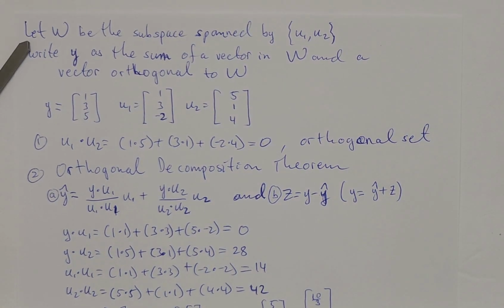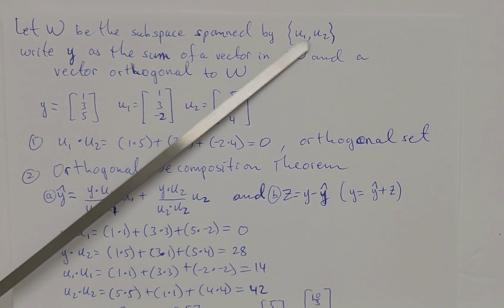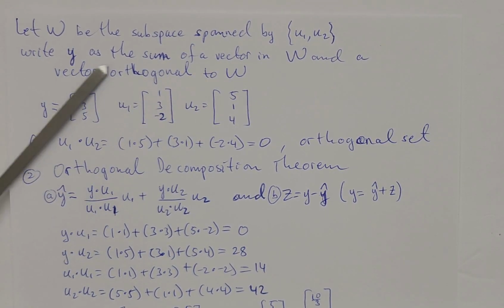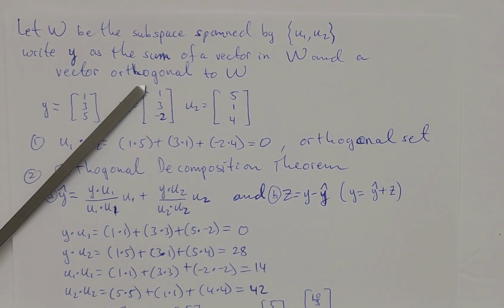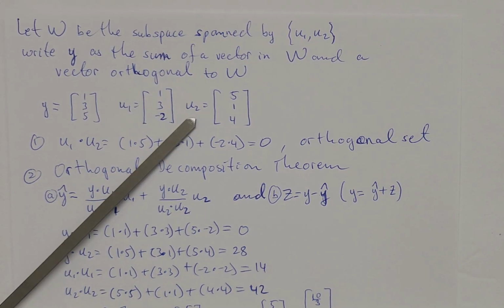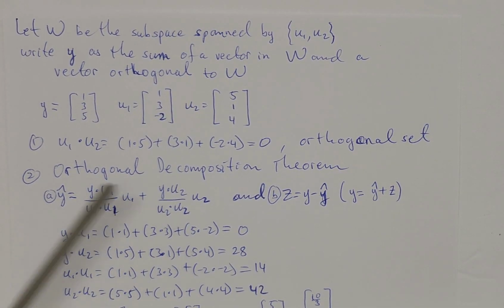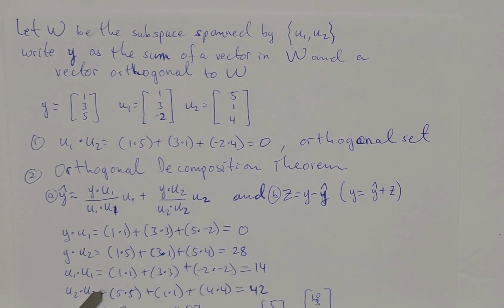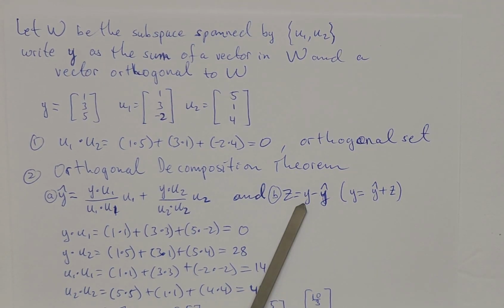This lesson: let W be the subspace spanned by U1, U2. Write Y as the sum of a vector in W and a vector orthogonal to W. So this is Y, this is U1, and this is U2. Now in this example, we're going to do pretty much the same thing as in the last video. The only difference is that now I include the second part of orthogonal decomposition.